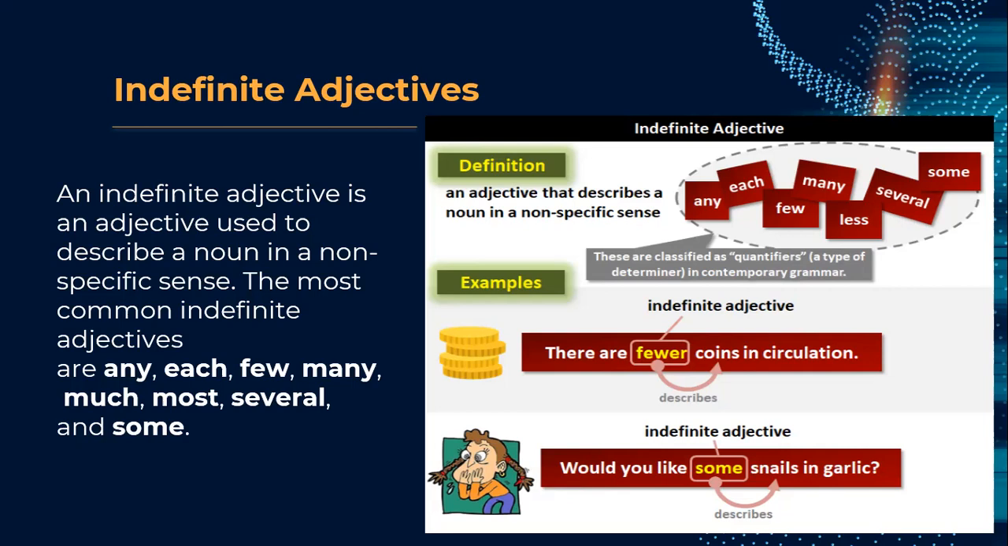Other examples are the fewer, there are fewer coins in circulation. So fewer is a word that is coming under the indefinite adjective category. Okay. Would you like some snails in garlic? Likewise, you can say, because it describes the quality, it describes the quantity.